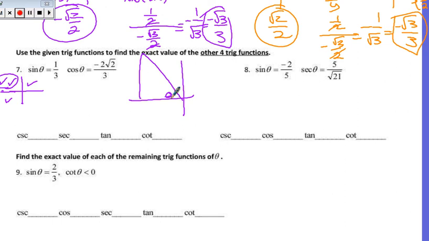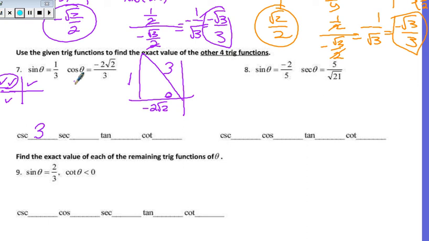Now remember, sine is the opposite side over the hypotenuse. So the opposite side is 1, the hypotenuse is 3. Cosine is the adjacent side over the hypotenuse, so the adjacent side is now going to be negative root 2 over 3. Now I have all three sides, so we can go ahead and name the rest. Cosecant is the reciprocal of sine, so that's going to be 3. Secant is the reciprocal of cosine.